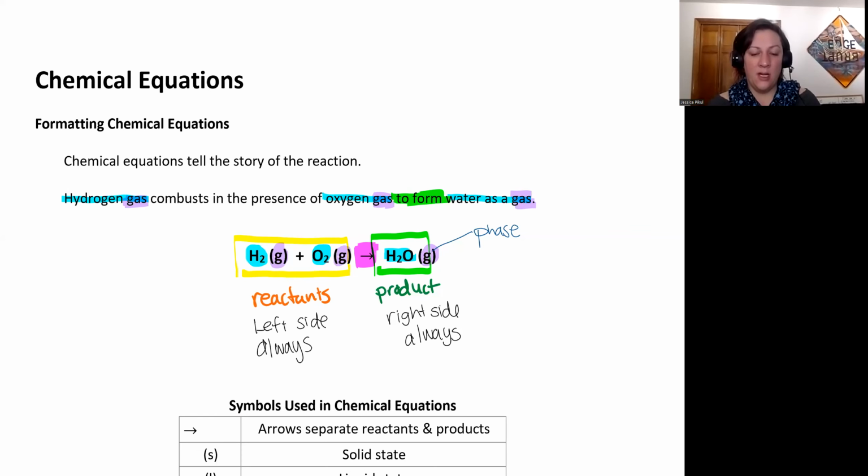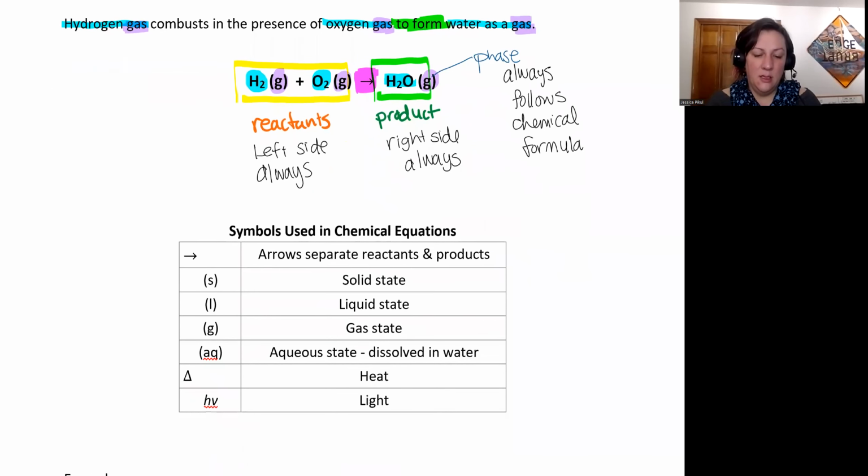And so we want to represent that by including the phases of each of the molecules along with its chemical formula. And so the phase will always follow the chemical formula that it is giving us information about. Here's a list of the different symbols that we use when we're working with chemical equations. And we've covered a few of these already, right? So our arrows are always going to separate our reactants and our products. And then we'll have our different states of matter that we can use. And so we have solid, liquid, and gas.